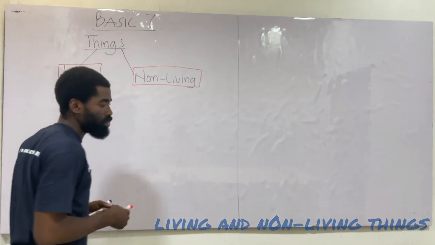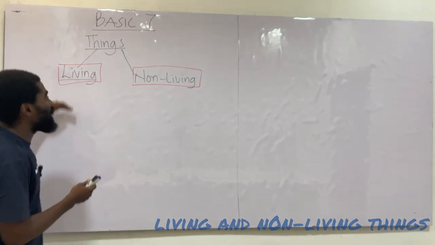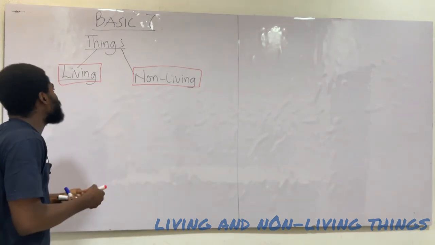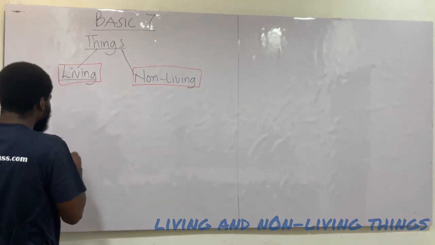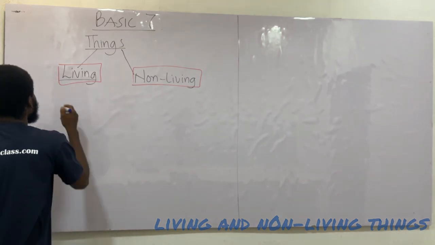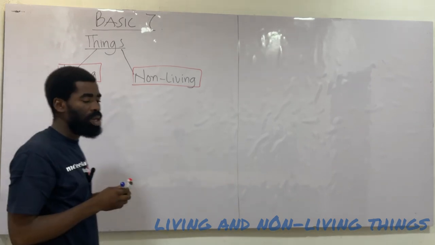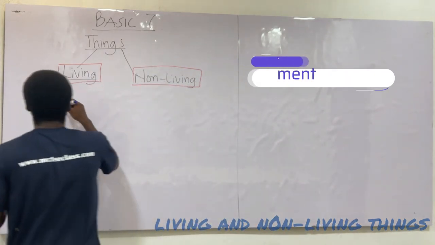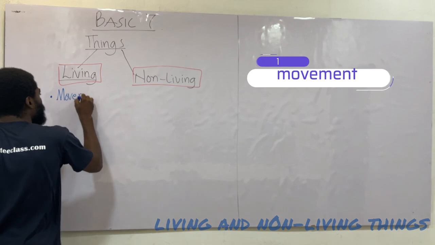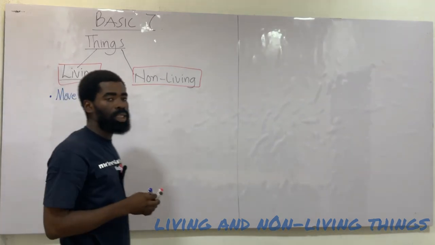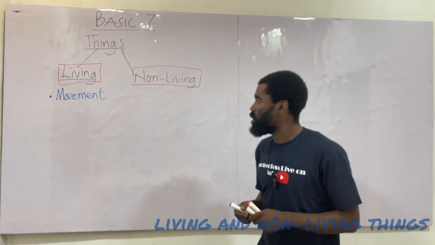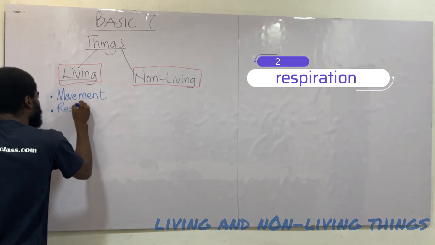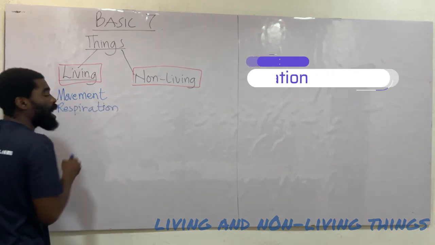But let's go over it again. Before we even define what living things are, I just want to get a concept here. For living things, what are some of the characteristics or the life processes? Living things must perform certain life processes. What are those life processes? Number one is movement. All living things must move. Number two is respiration. All living things must respire.